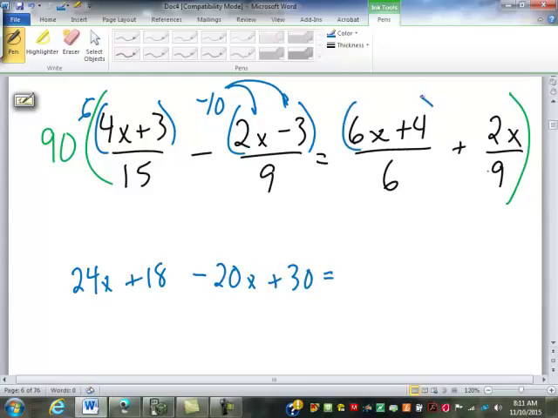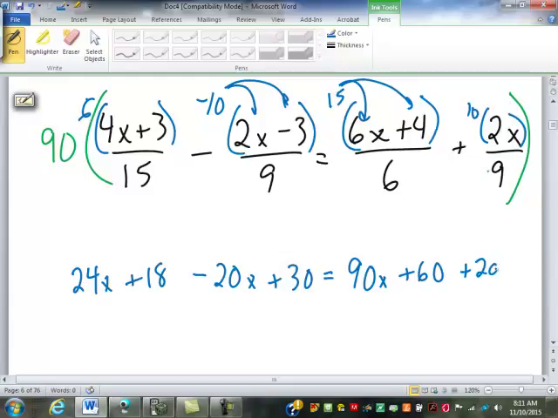Over here, 90 and 6 cross cancel to make what? What's 90 divided by 6? 15? Cool. So 15 times 6x is 90x. And 15 times 4 is 60. Now over here, 90 and 9 cross cancel to make 10. 10 times 2x is 20x.